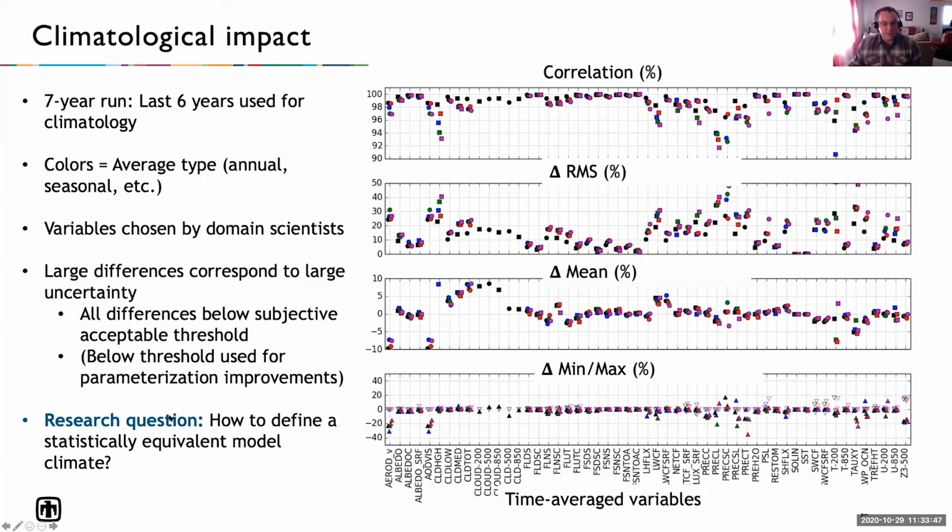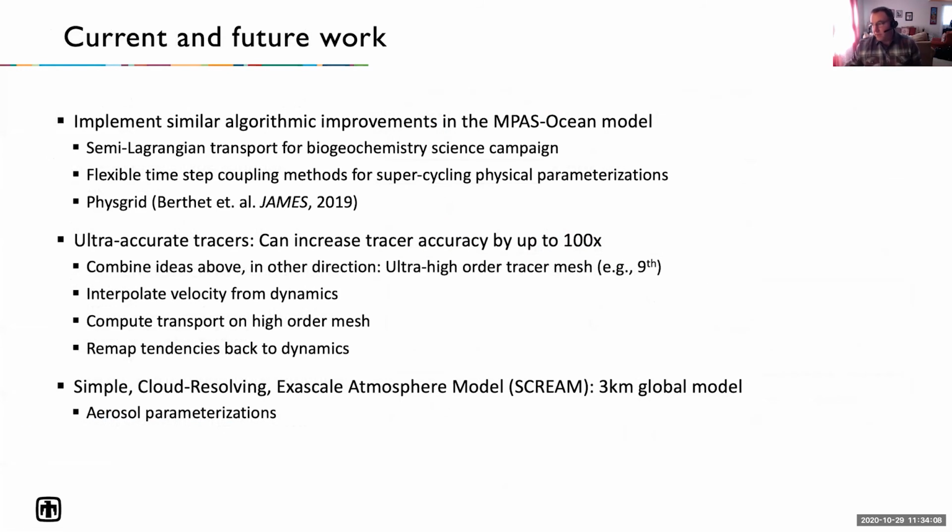We don't have a quantifiable way to measure statistical equivalence in climates yet. So where there are large differences, those are the variables that tend to have large uncertainties, like the total precipitation from convection or the total precipitation from large scale. They found that was acceptable. And so that's in the code now.